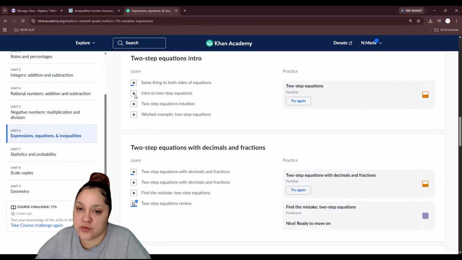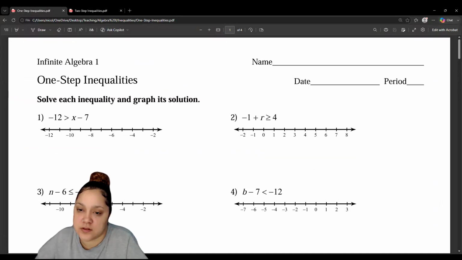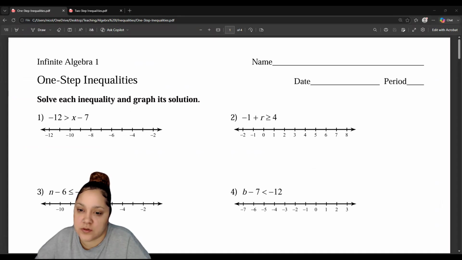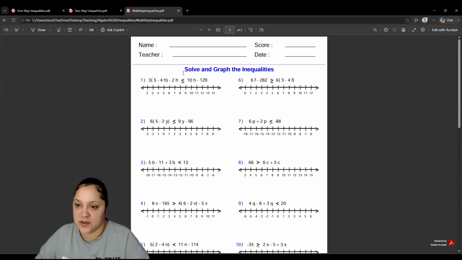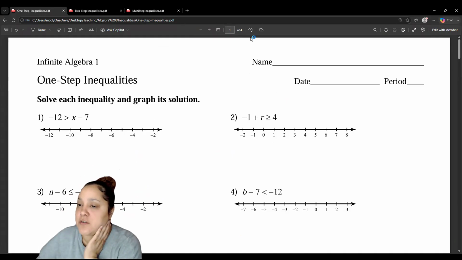All right, so let's move to a worksheet where there are one-step inequalities. Let me pull it up. So we'll do some one-steps, we'll do some two-steps, and we'll do some multi-steps. One step, two steps, multi-step. Okay, let's start here. If you know how to solve equations, it's pretty simple because it's pretty much the same.